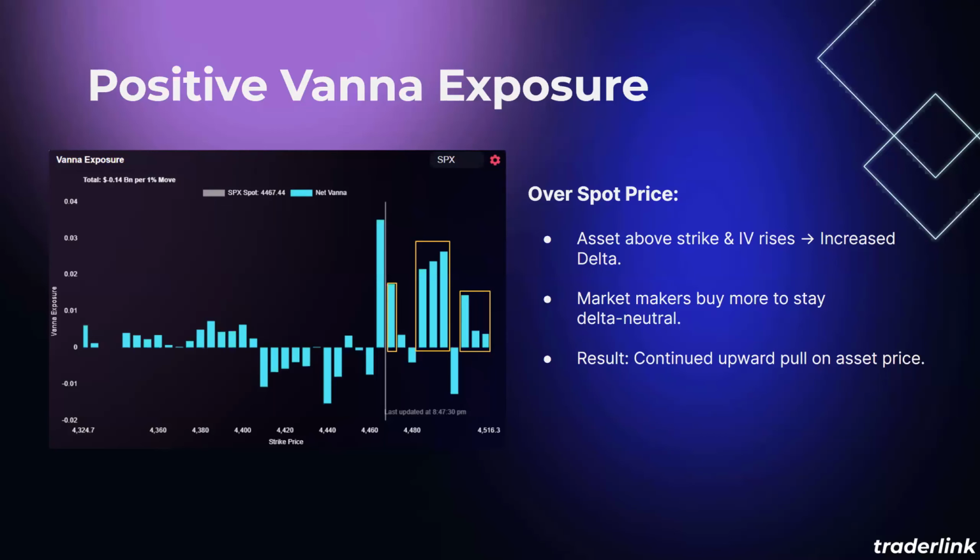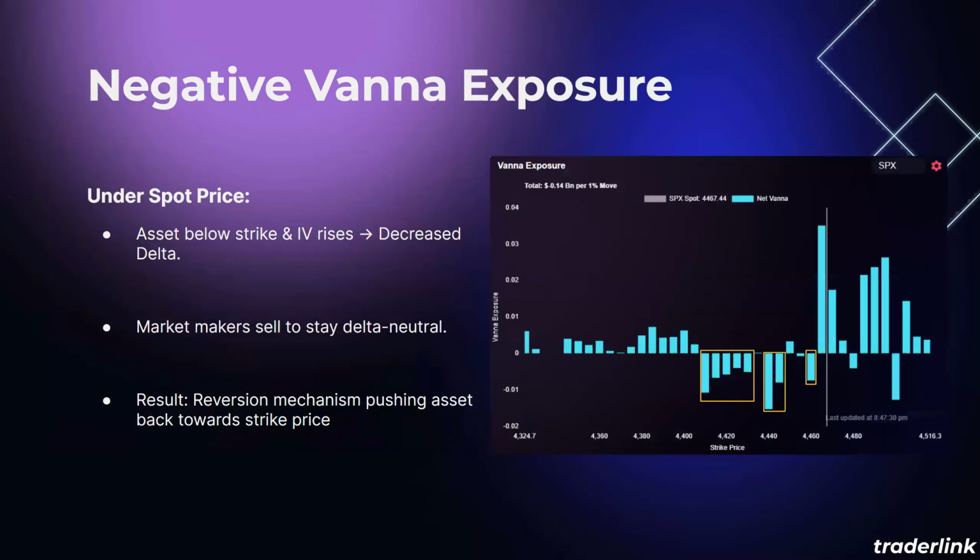But going into the next, negative Vanna exposure under spot price, when the underlying asset is above strike prices with a high negative Vanna exposure, an increase in the IV will also lead to a decrease in the delta exposure, making market makers sell the underlying to hedge. This selling pressure can push the underlying asset price down, acting as a reversion mechanism, right? So as we move towards these strikes, it'll start to repel the price back up.